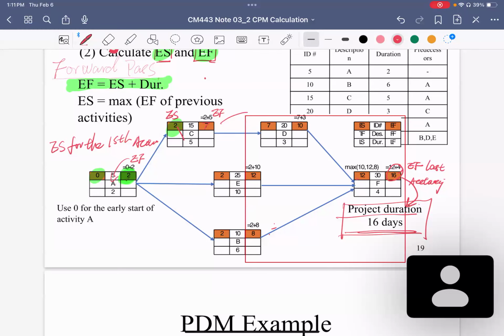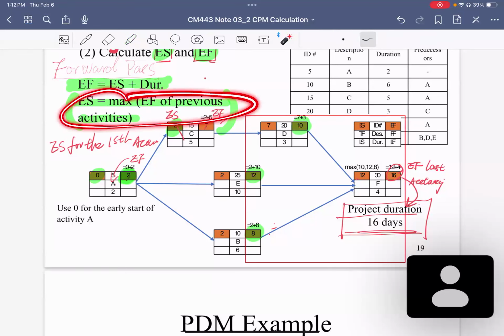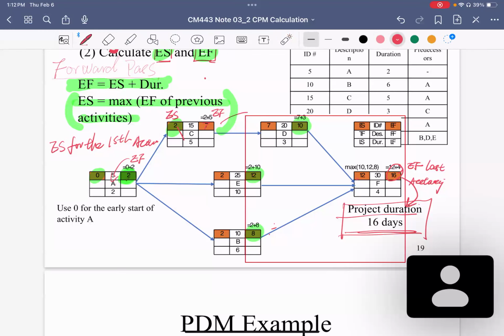For the last one, you chose 12 because 12 was the max out of D, E, and B? Yes, D, E, and B, it is the maximum of their early finish times. The formula is here. This is the formula, and this is 10, 12, and 8, which comes through here. Any more questions?